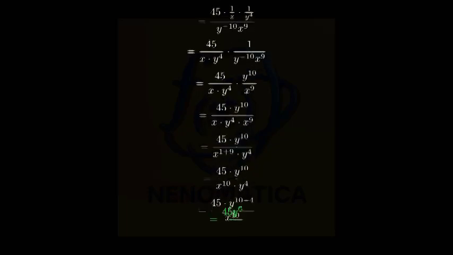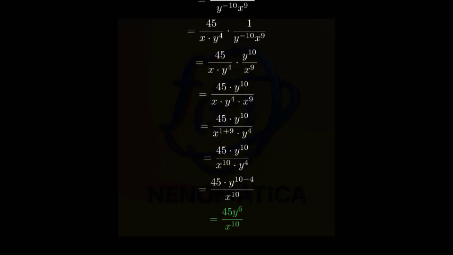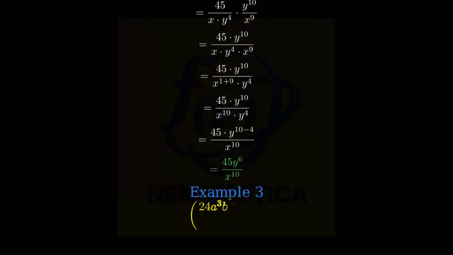In the denominator, x to the 1st times x to the 9th becomes x to the 10th. For the y terms, we have y to the 10th divided by y to the 4th, which gives us y to the 6th. So our final answer is 45 y to the 6th power divided by x to the 10th power. Let's look at one more complex example.